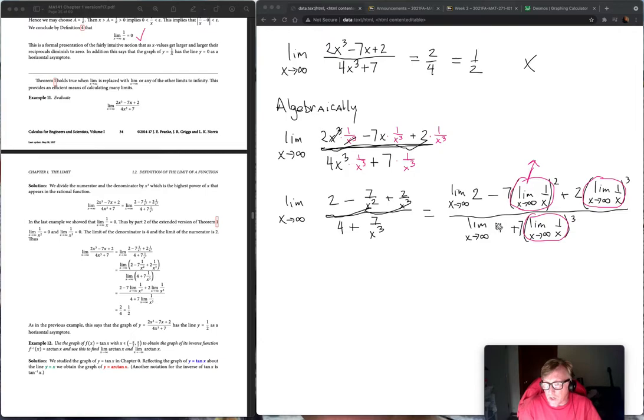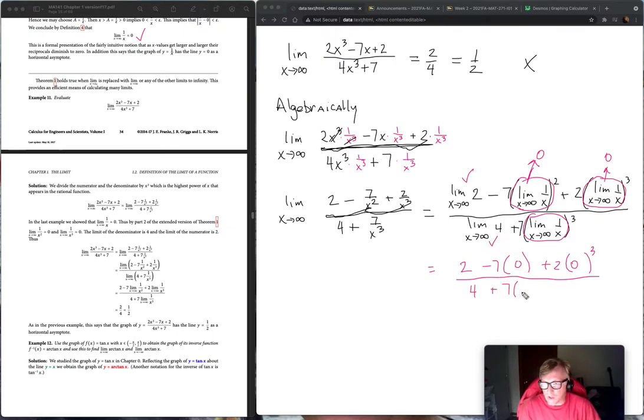Now the limit of a constant is the constant, right? The function y equals 2, even as we approach infinity, is still going to maintain the y value of 2, right? All the way across. So this limit is 2 minus 7 times this limit is 0 plus 2 times this limit is, well, also 0, and we get to raise that to the 3rd power. And then what's this limit right here? This is 4, because like we said, the limit of a constant is the constant.